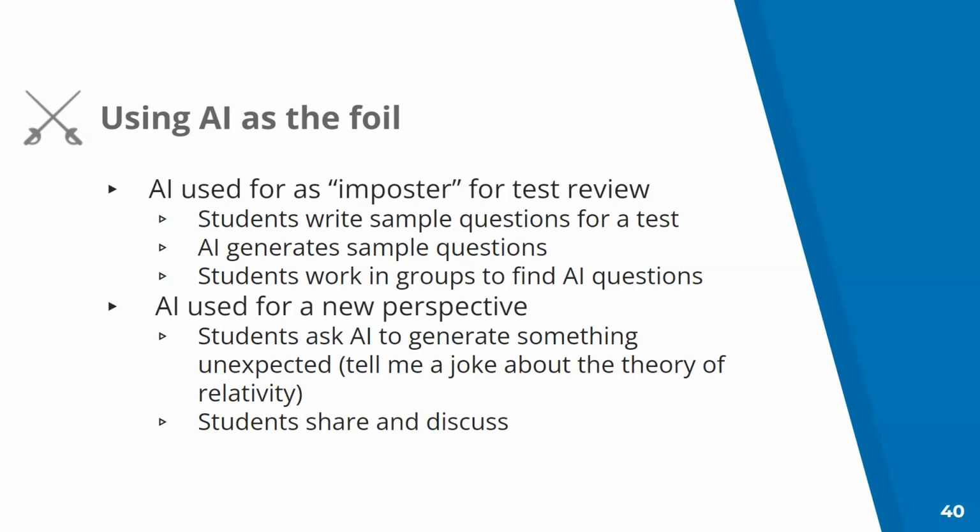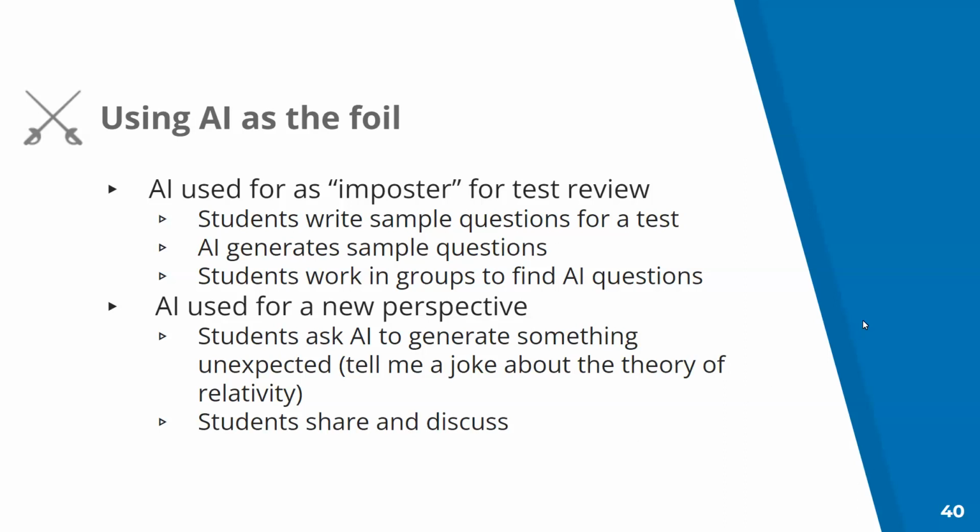In the second example here, we can use AI as the foil to create a new perspective on what we're studying. So perhaps students ask AI to generate something unexpected related to physics, for example. So maybe the assignment in class or in discussion board, whatever it might be, tell me a joke about the theory of relativity. Maybe another student asks AI to write a short story that's written by Einstein as the narrator. Let them push themselves to think about their subject matter in different ways.